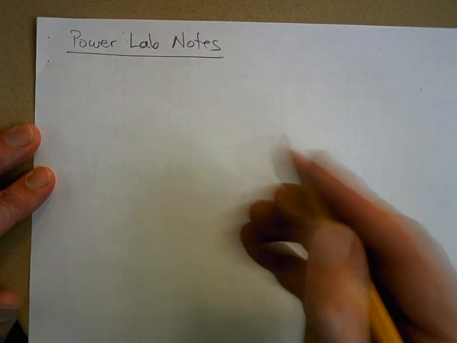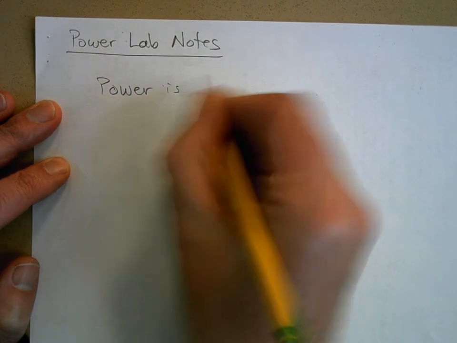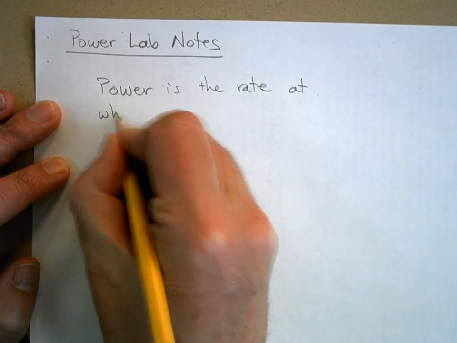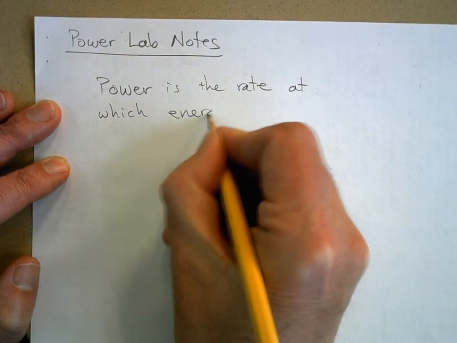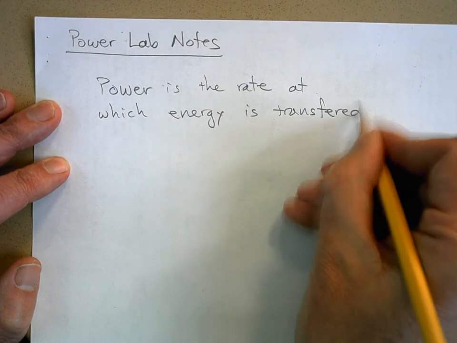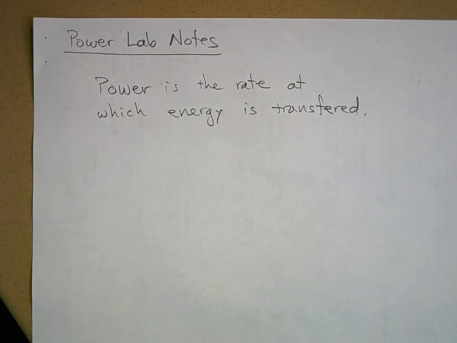All right, so let's talk about what power is. Let's review what power is. Power is the rate at which energy is transferred. Okay, the rate at which energy is transferred. Now, energy is transferred in several different ways. The main method of transferring energy we're talking about in here is work, that is, through the application of a force through a displacement. And that's kind of what we're going to do today.